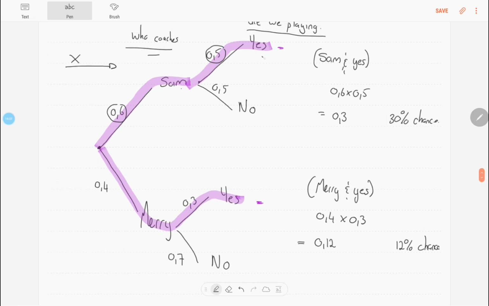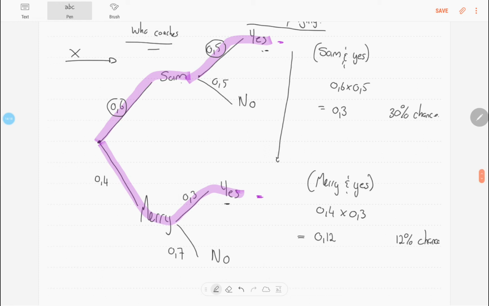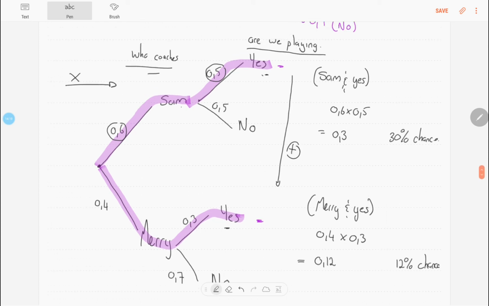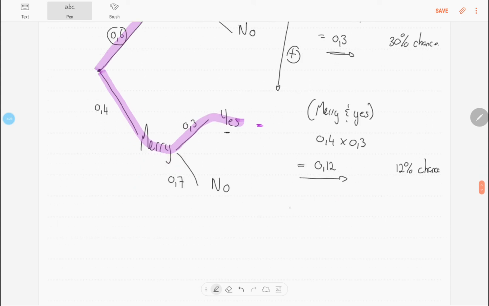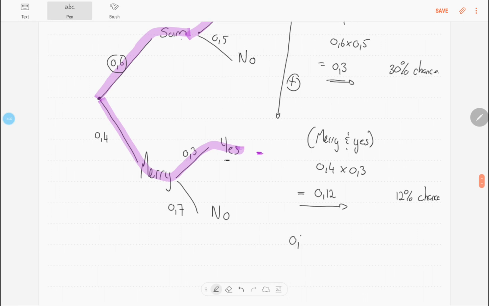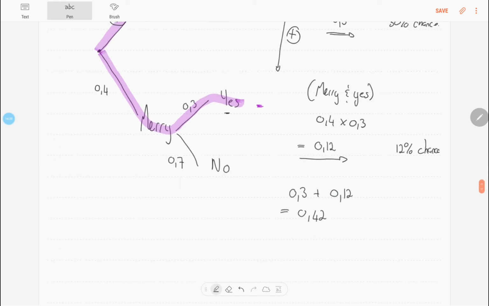But there are 2 outcomes that we want, because we want to know if we're playing. So we're going to add up going downwards. Going down, we add. Sam saying yes to us was a 0.3 probability, and Mary saying yes was 0.12. So the total probability of us playing that day is 0.3 plus 0.12, which gives me 0.42. So we have a 42% chance of playing today.